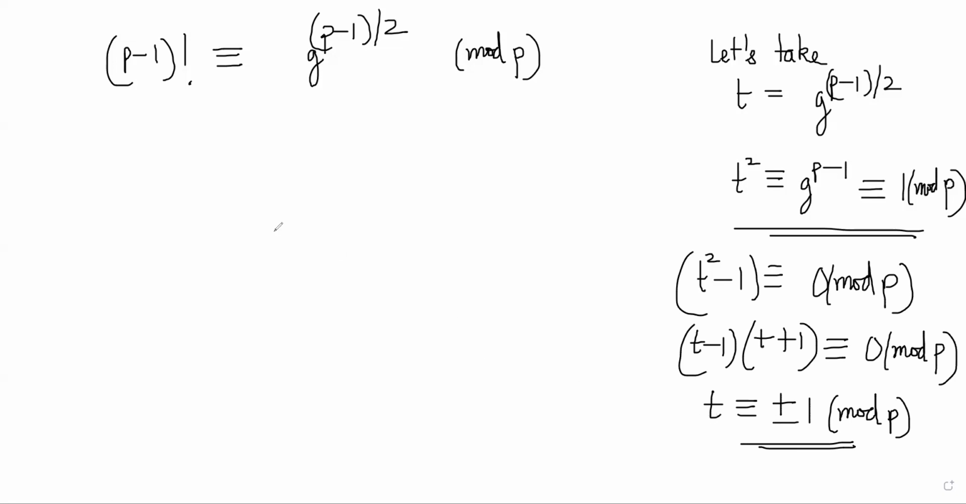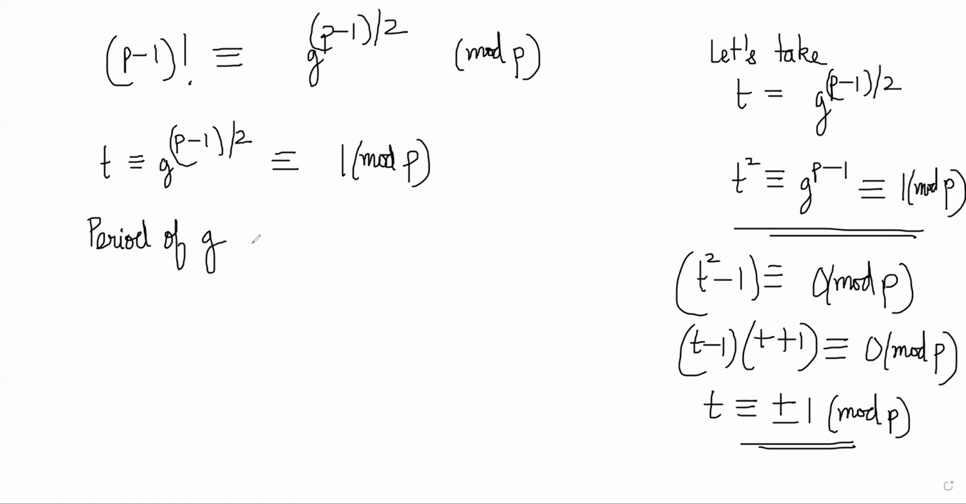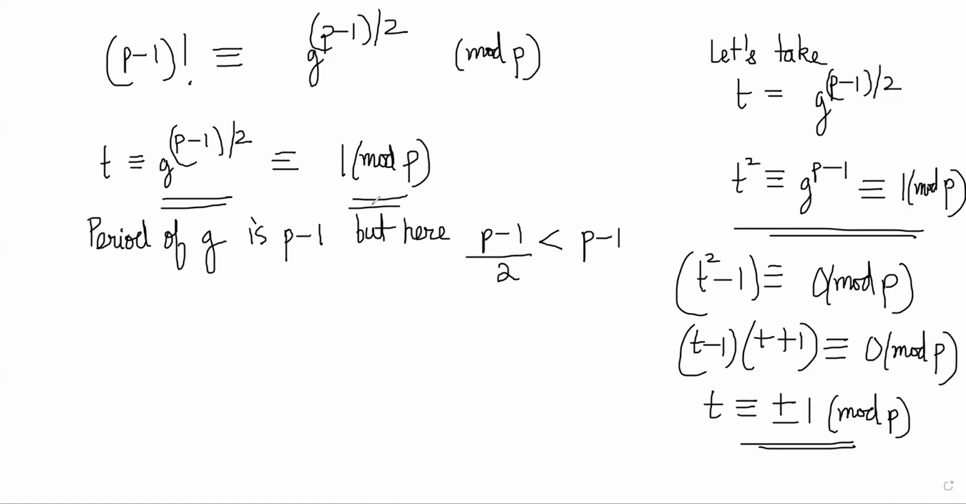Why? Because if t, which was equal to g power p minus 1 by 2, was equal to 1 mod p, that is a contradiction, because we know that the period of g by definition is p minus 1, but here we are getting p minus 1 by 2, which is less than p minus 1, giving g power p minus 1 by 2 as 1 mod p. That cannot happen. The first time g powers will become 1 is when it is g power p minus 1, right? So t can definitely not be equal to 1 mod p.